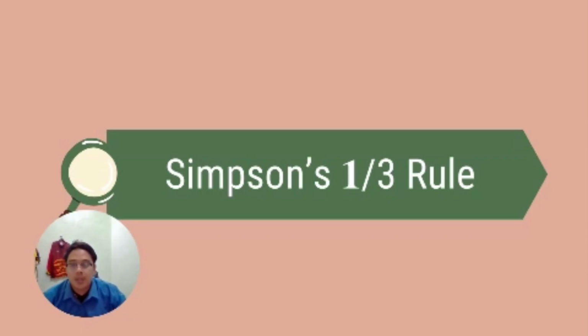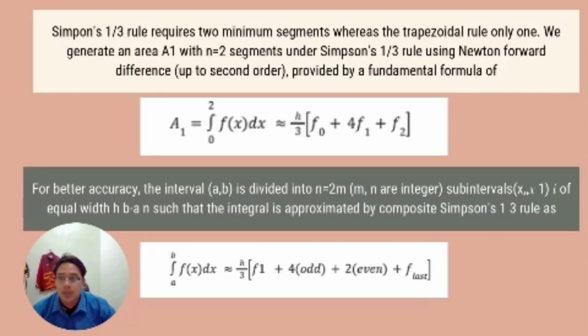Okay, I will continue about the Simpson 1/3 rule. For the Simpson 1/3 rule, it requires a minimum of two segments, whereas the trapezoidal rule only requires one. We generate an area A1 with n equal to 2 segments under the Simpson 1/3 rule using Newton forward difference up to second order, provided by the fundamental formula. This is the formula for the first one, and for the second one, the interval [a, b] is divided into n equal to 2m, where m and n are integers. Subinterval x_i of the width h, such that the integral is approximated by the composite Simpson 1/3 rule as the formula given below.